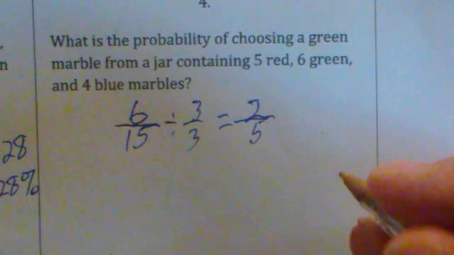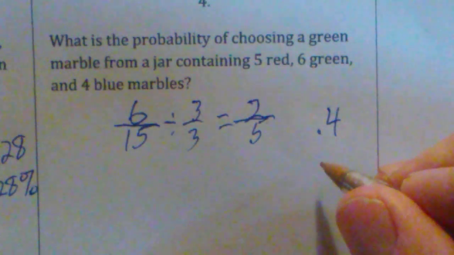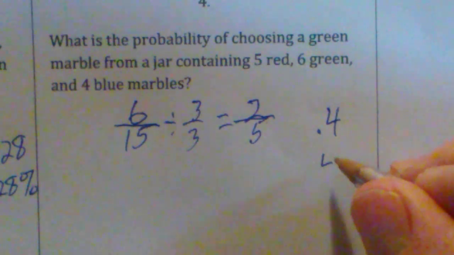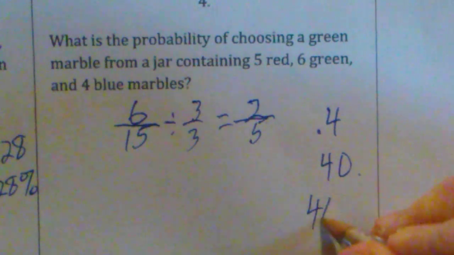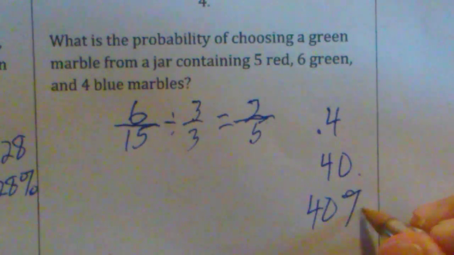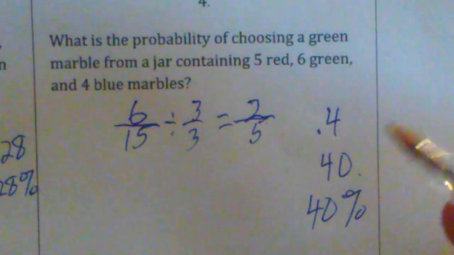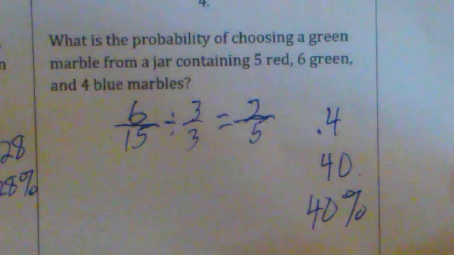If you put it in your calculator, you would get 0.4, which is, if you move the decimal point 2 places, it would be 40, which is 40%. So it depends on how they give the answer. They might say 6/15, they might say 2/5, they might say 0.4, they might say 40%. Okay? And that is our math windows.